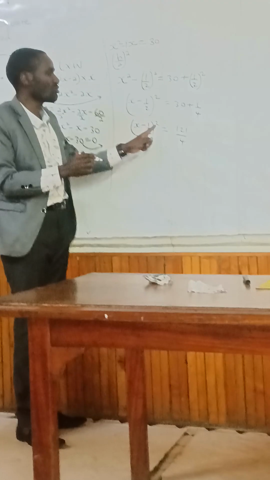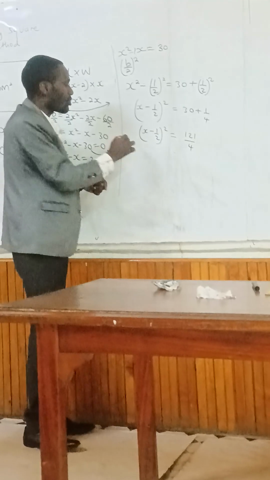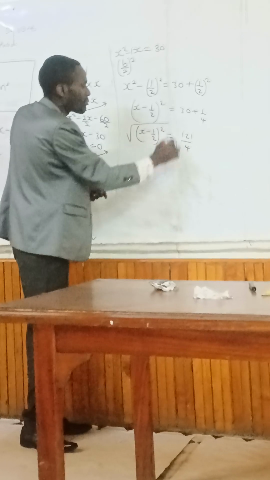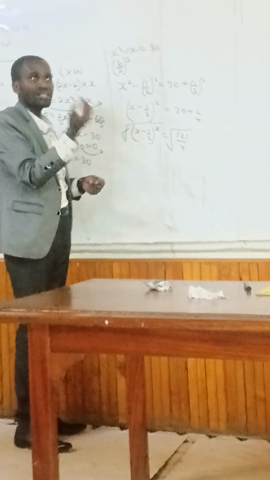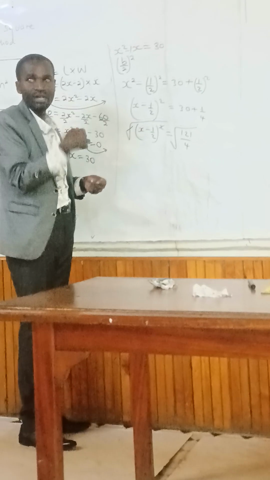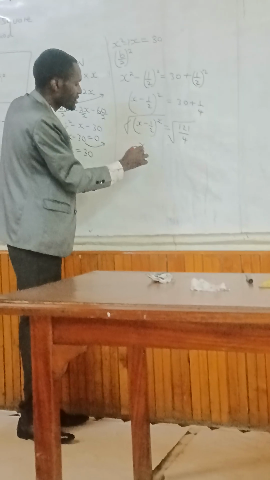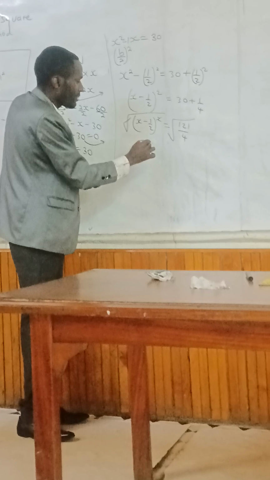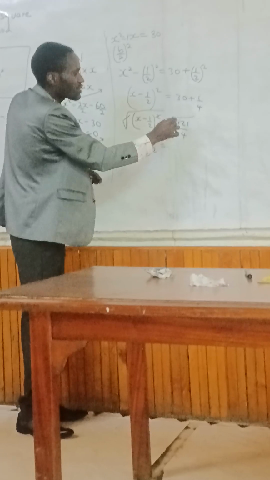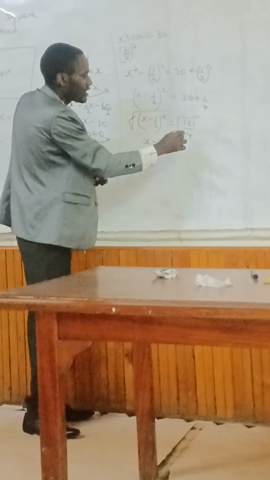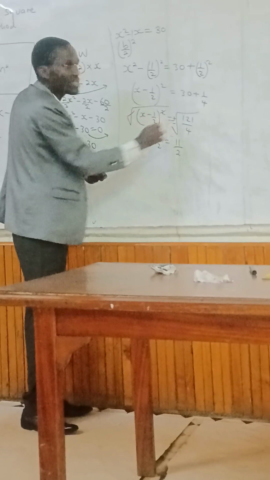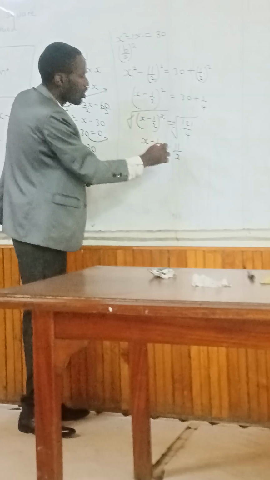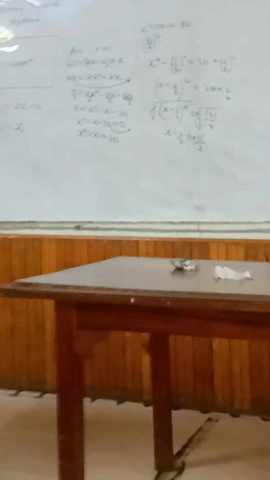What do we do next? We remove the square. How? You introduce square root on both sides. So square and square root will disappear. When you find the square root of the square of a number, it's the same number. So x minus a half is equal to the square root of 121, which is 11. The square root of 4 is 2. And I said once you introduce the square root, you must say plus or minus. It's a must.